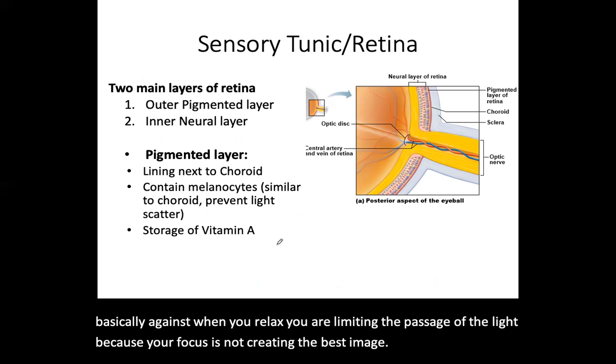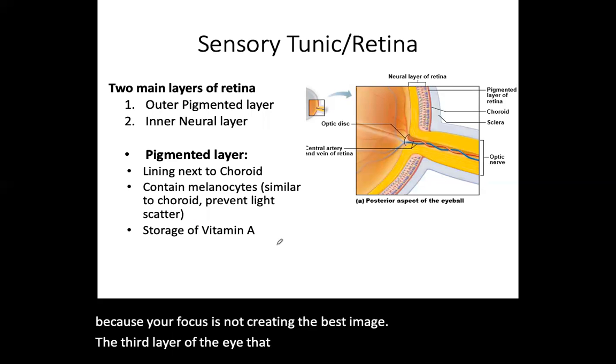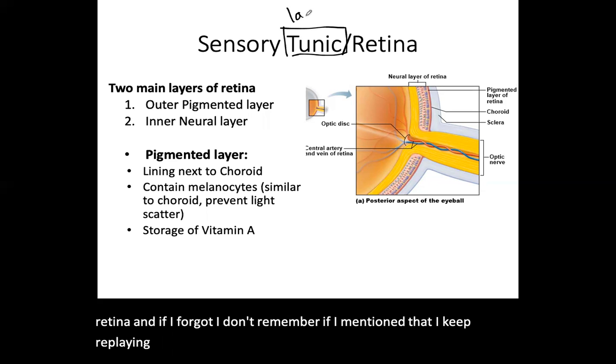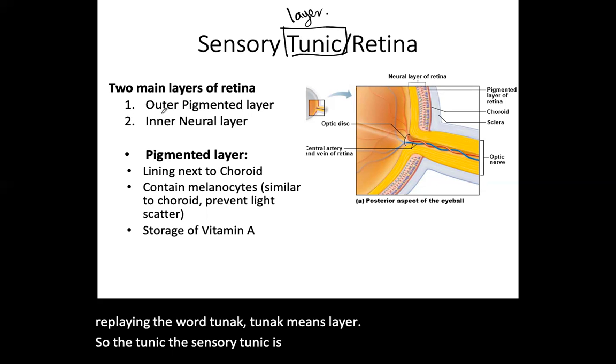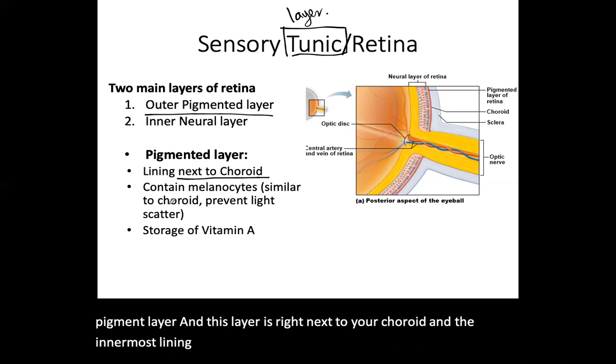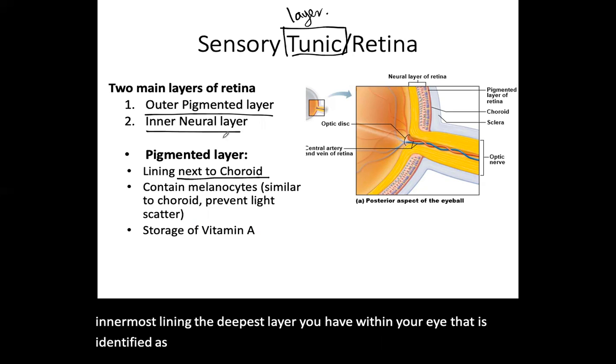The third layer of the eye that we have is identified as the sensory tunic, or retina. I keep repeating the word tunic. Tunic means layer. The sensory tunic is made up of two layers: the outer pigment layer, which is right next to your choroid, and the innermost lining, the deepest layer you have within your eye, identified as the inner neural layer.